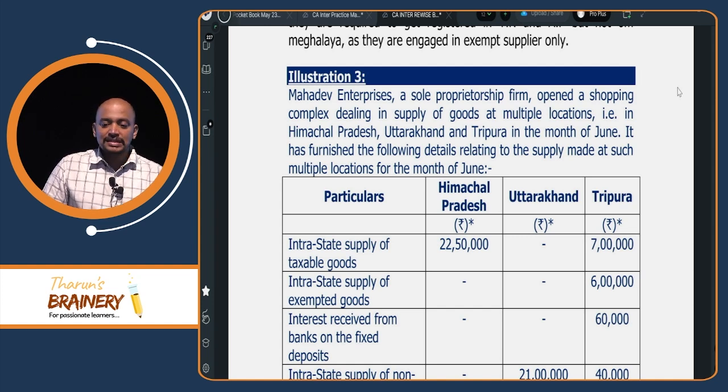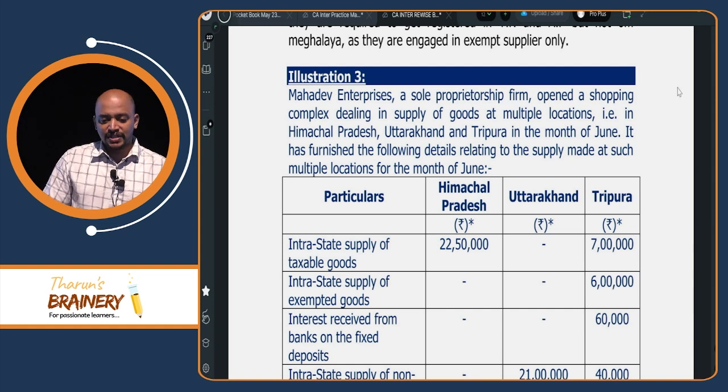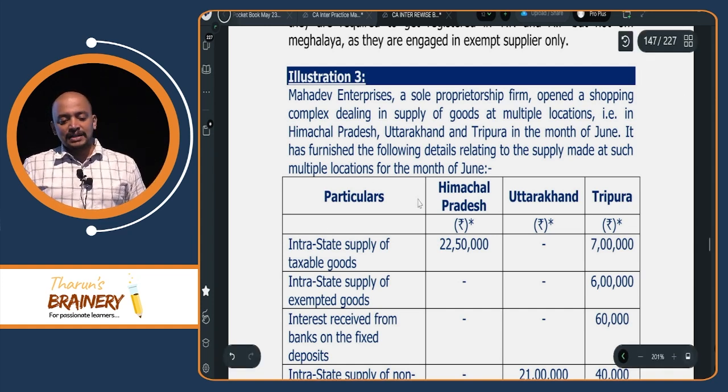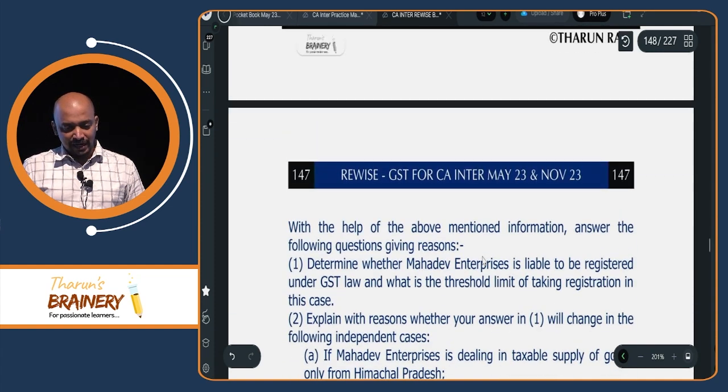Mahadev Enterprises, a sole proprietorship firm, opened a shopping complex dealing in supply of goods at multiple locations, that is in Himachal Pradesh, Uttarakhand and Tripura in the month of June. It has furnished the following details relating to supply made at multiple locations for the month of June. So they are doing business in 3 states, Himachal Pradesh, Uttarakhand and Tripura, and they are making taxable supplies, exempted supplies, everything they are making.